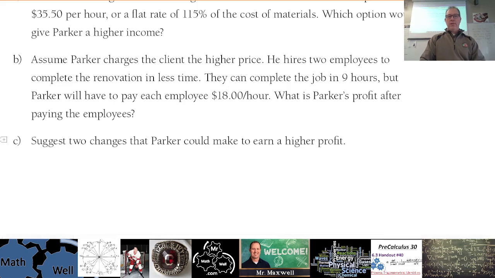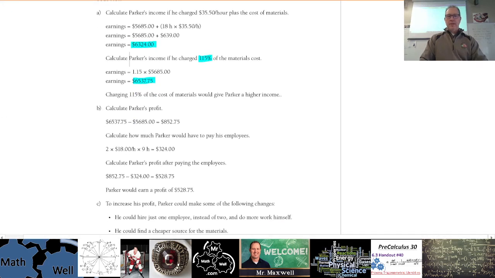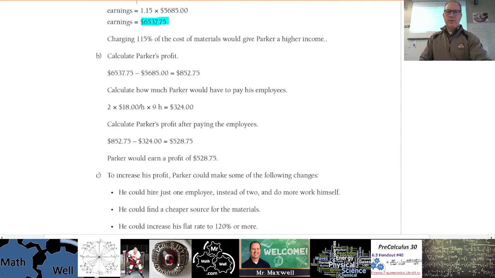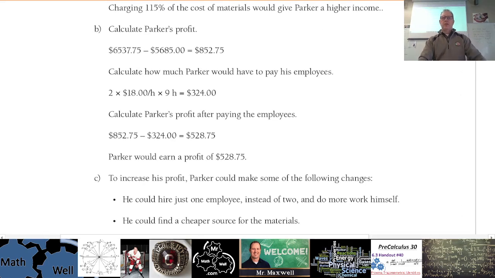So what's that? Well, if we take a look at that, then this is what the answer should look like. So he makes $852. That's the total difference between the cost and what he's charging here. So 2 times $18 per hour times 9, that's $324 that he would have to pay his employees. So then you subtract that from his profit, and you have 528. So he would earn a lower profit, but he wouldn't have to work as hard, and he'd get it done quicker.